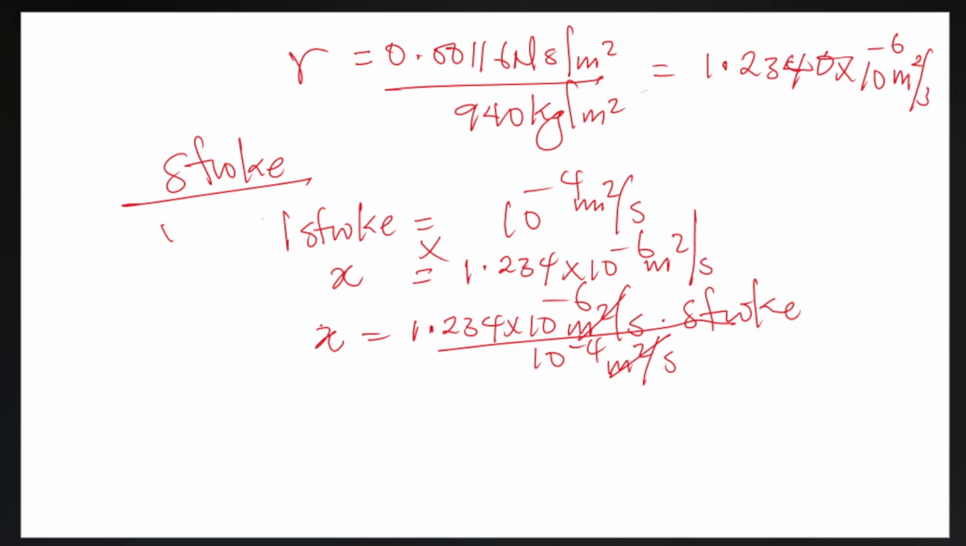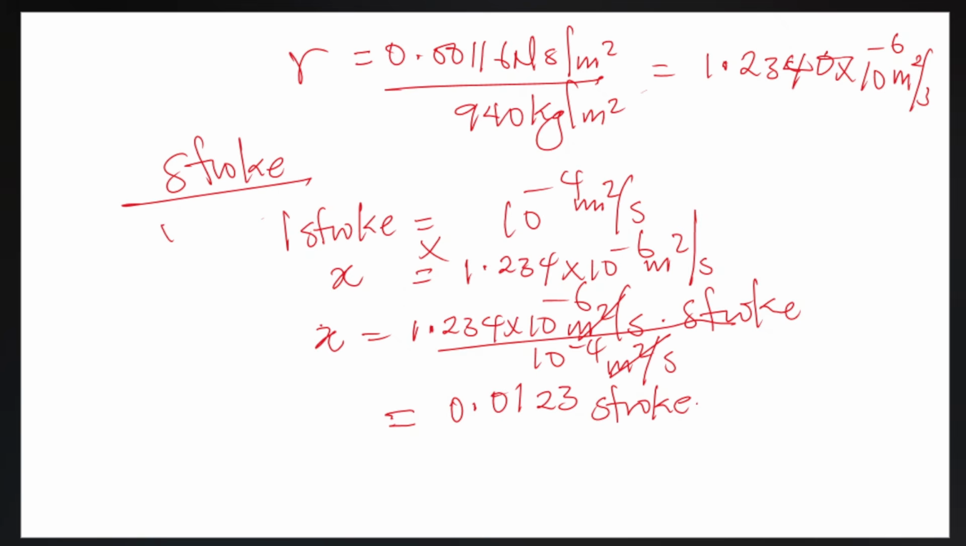So your strokes will now be 1.234 times 10 raised to the power of -6 divided by 10 raised to the power of -4. And you will simply arrive at a value of 0.0123 strokes. Now drop your correct answers on your comment section. If the answers here are very correct, then put a thumbs up on the comment section.